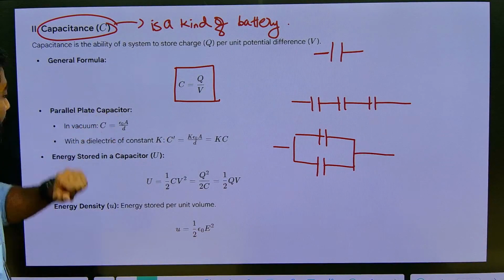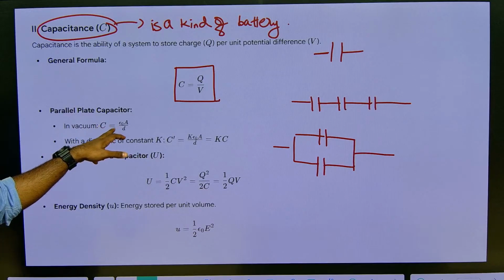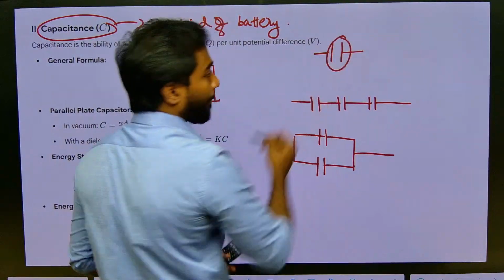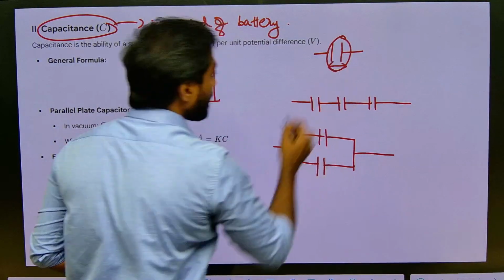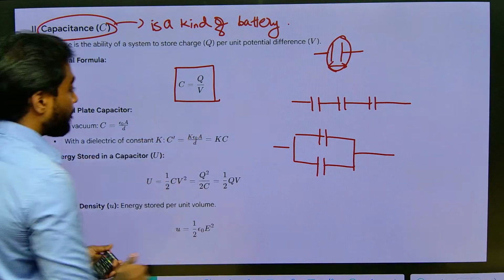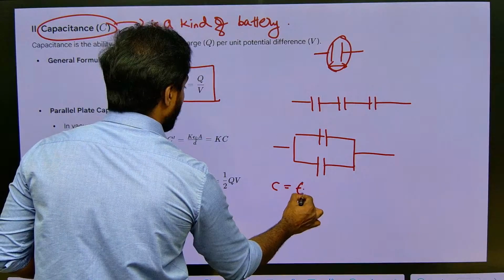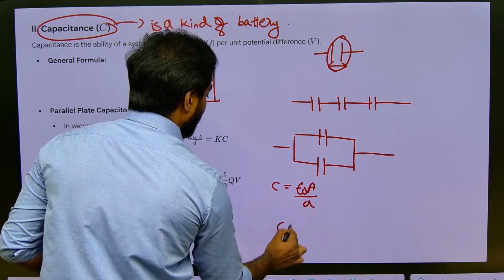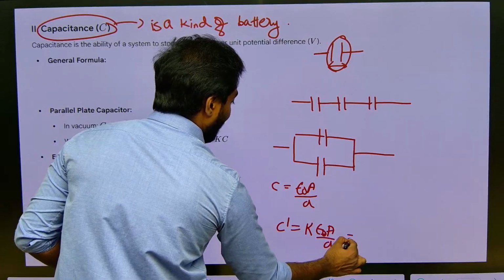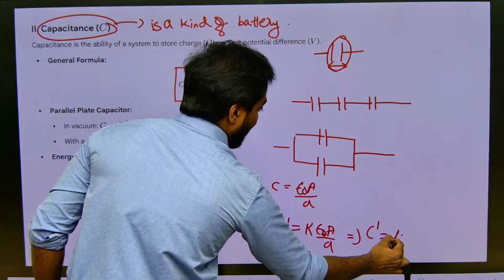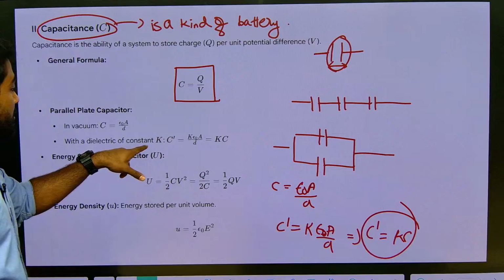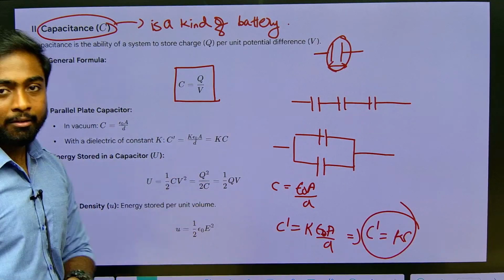So for a parallel plate capacitor in vacuum, C is nothing but epsilon naught A by D. What is A? The area of the capacitor, and D is the distance between the two plates. With the dielectric constant, in place of C equals epsilon naught A by D, we write C dash equals K times epsilon naught A by D. So C dash equals K times C. If we add a dielectric constant, the capacitance will be increased.